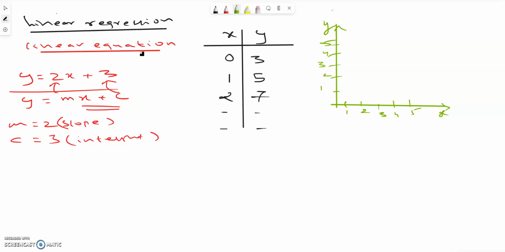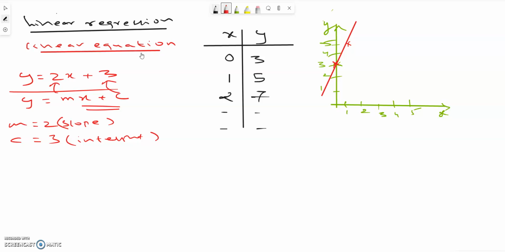Now I wanted to plot the graph between x and y here. When x is equal to 0, y is equal to 3. I have a point here. Let me just draw this. So I have a point here, right? Now when x is equal to 1, I have another point here, y is equal to 5. Now I can simply draw a line that goes between these 2 points, right?